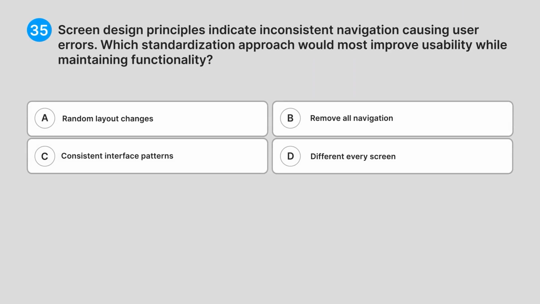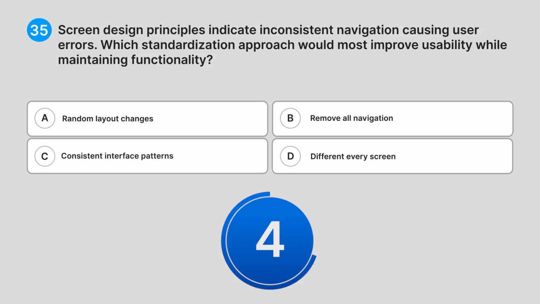35. Screen design principles indicate inconsistent navigation, causing user errors. Which standardization approach would most improve usability while maintaining functionality? A. Random layout changes. B. Removal navigation. C. Consistent interface patterns. D. Different every screen. Can you guess the answer?